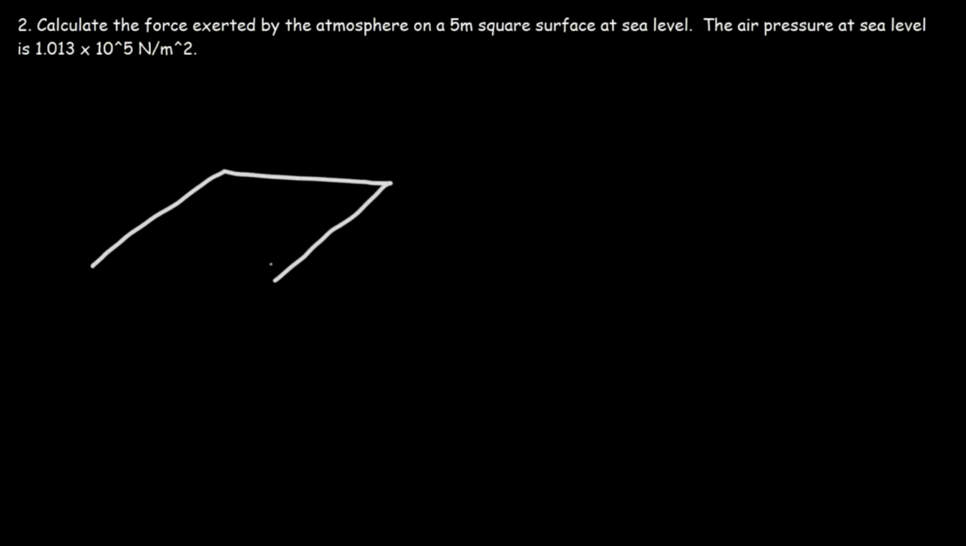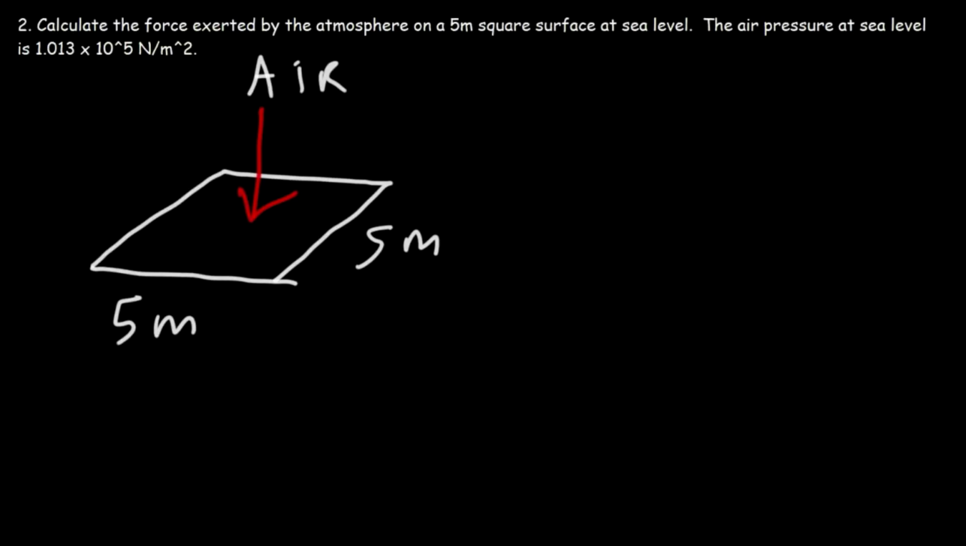So let's say this is the 5 by 5 square meter surface, and there's air above it. Air has mass. The weight of the air exerts a force on this surface. We know what the pressure is, but what is the total force exerted on this particular surface? How can we calculate it?